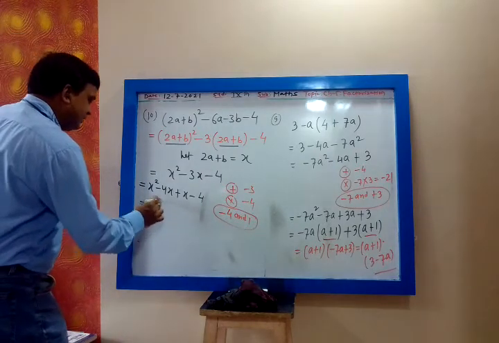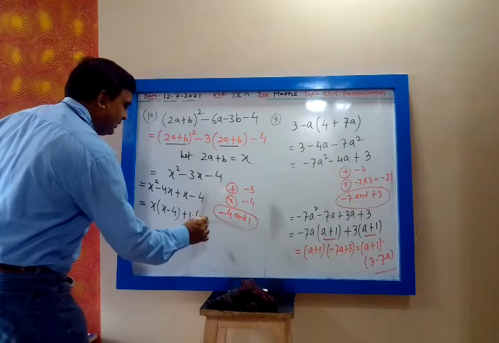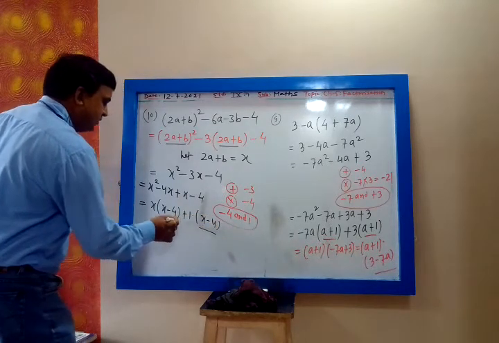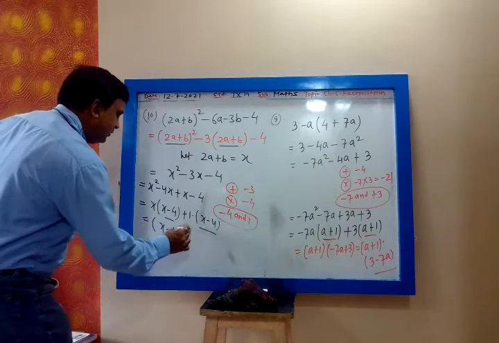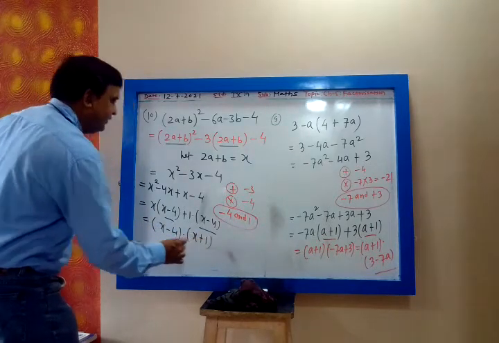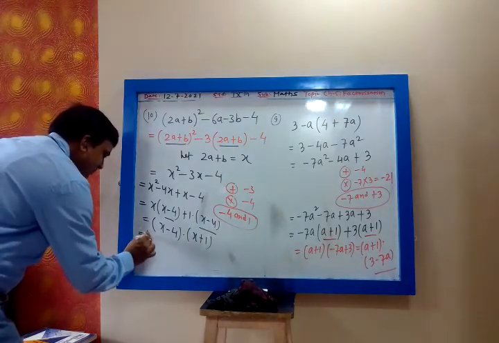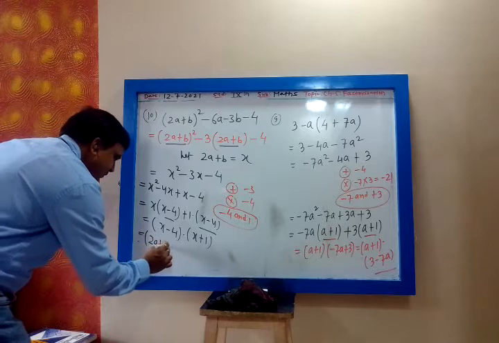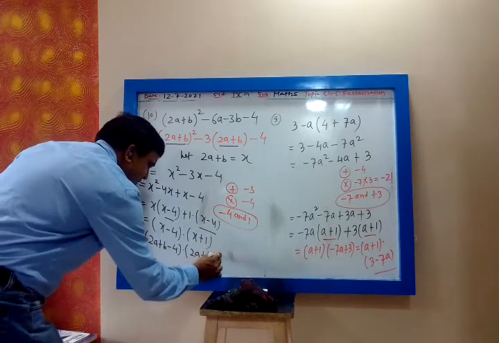X is common. X into x minus 4 plus 1 into x minus 4. X minus 4 is common. So that is x minus 4 into x plus 1. Put the value of x. What is x? 2a plus b. So 2a plus b minus 4 into 2a plus b plus 1. This is the factorization.